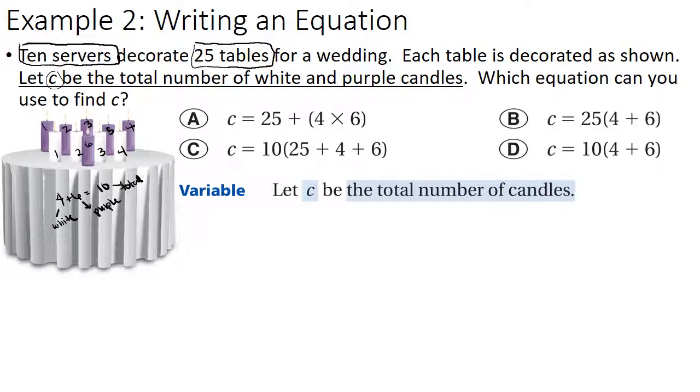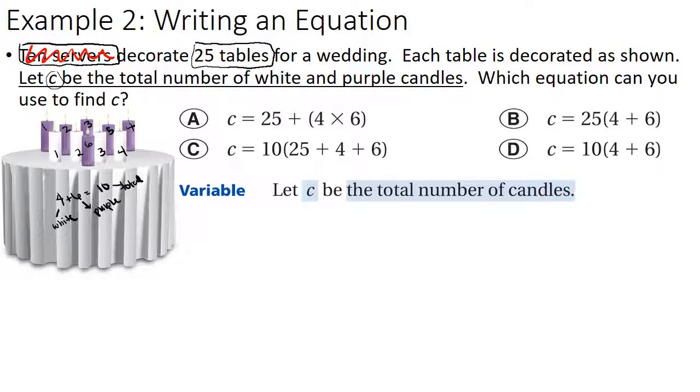Okay. Now as we look at all this information, we need to decide which information is useful and relevant. In this case, it's not important for us to know how many servers there are. There could be 1,000 servers, but as long as they are decorating the 25 tables in the way that's specified, that's not going to tell us how many purple and white candles are being used. What is important is that we know how many tables there are and how many candles are on each table.